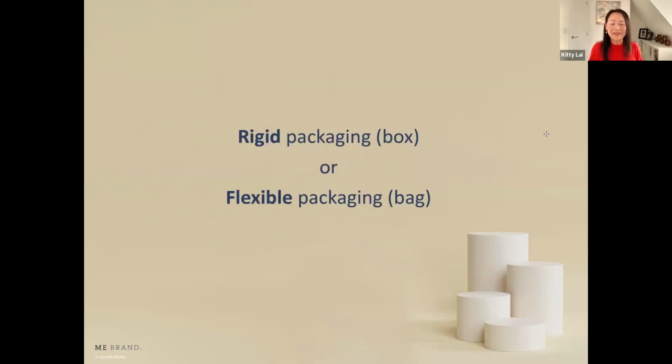Okay. So generally, you'll end up with either rigid packaging, which is generally a box, or flexible packaging, like bags for soft goods as well. So there's two types of packaging really. Is it a box? Is it a soft bag, or sort of envelope?